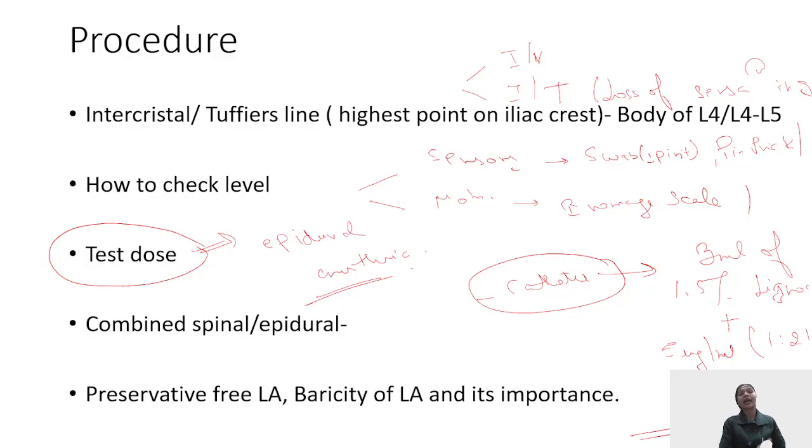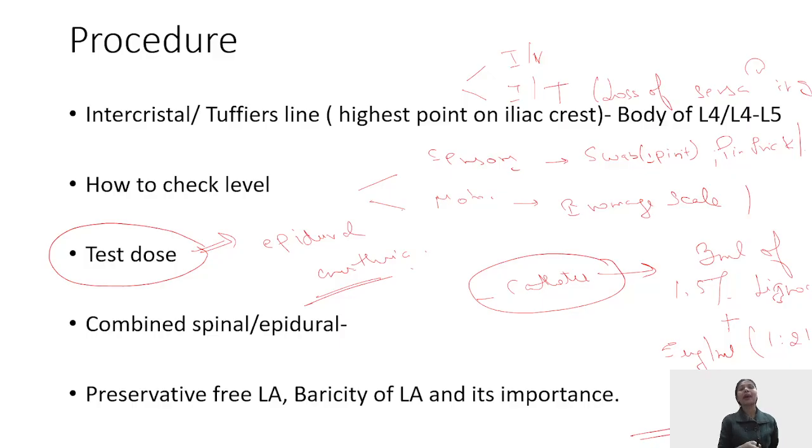Then we can have combined spinal epidural. Sometimes, if the surgery is of longer duration, we give a combined technique, generally needle through needle technique. First, we introduce the epidural needle till the epidural space. Then the spinal needle is introduced via that epidural needle into the subarachnoid space. After we inject the spinal drug, we very rapidly insert the catheter and then we let the surgery start.